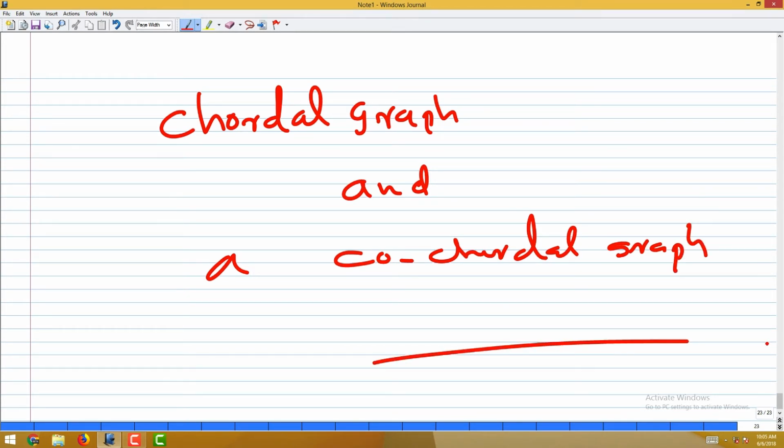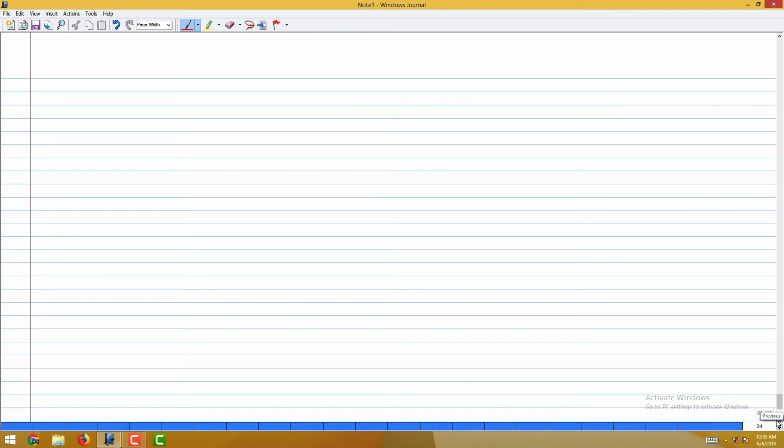Right, because its complement is also chordal, so it can be seen as the complement of a chordal graph. But that itself is not the interesting part. The converse is also correct. What is the converse? If you are given a graph which claims to be both chordal and co-chordal, then it has to be a split graph.